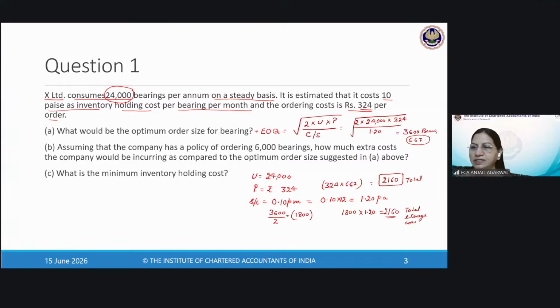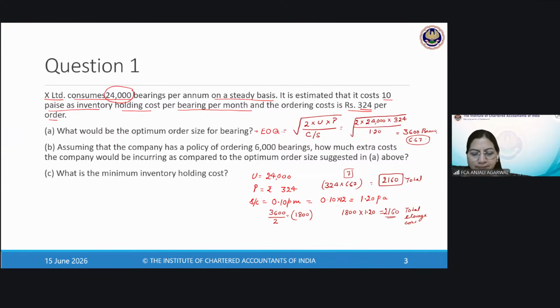For that, we can see that 2160 is the placing cost and 2160 is the storage cost. Had I rounded off till 7, I would not have been able to show you this point, that they will remain exactly the same. For practical purposes, it is not possible to place a 6.67 order, right? Practically, you will place 7 orders, so you will adjust it a little bit. Maybe you give 6 orders for 3600 and the 7th order for the remaining units, right?